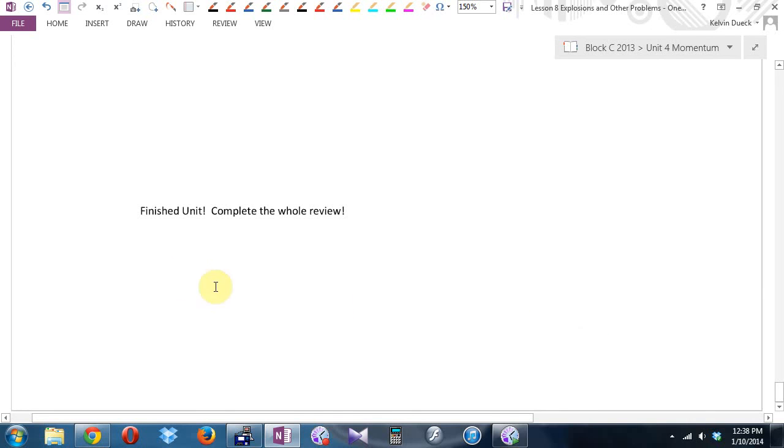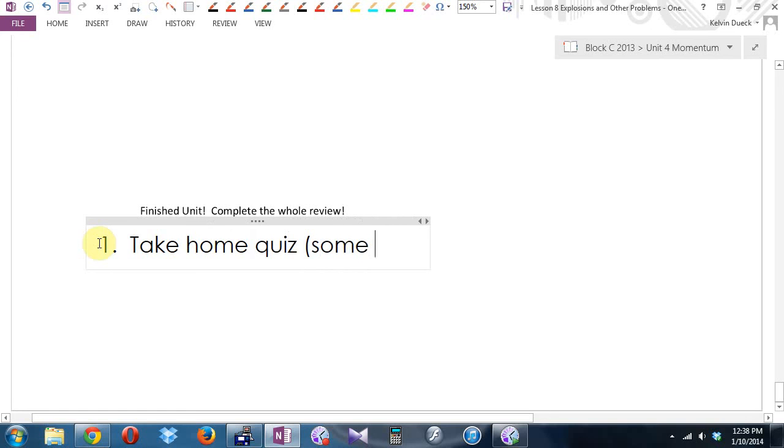It says finished unit, complete the whole review, and also I'm going to give you 45 minutes to work on this stuff. Now, on Monday, we're going to go over the work energy test. We haven't yet, but that would be a good time to go over it since work and energy is also appearing on this test in combination questions.